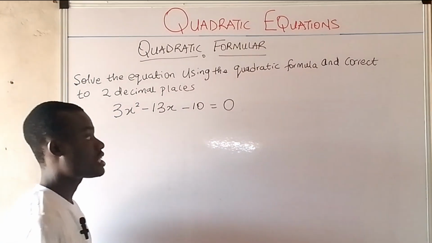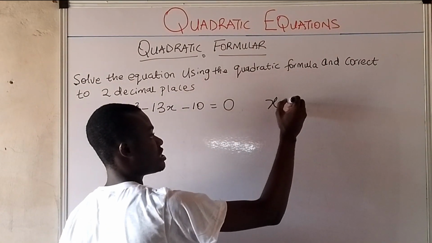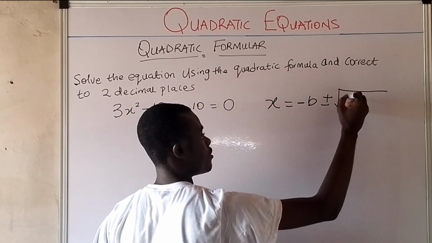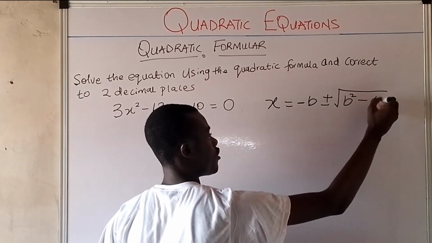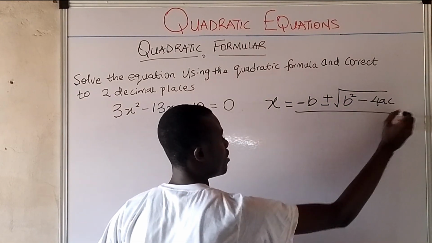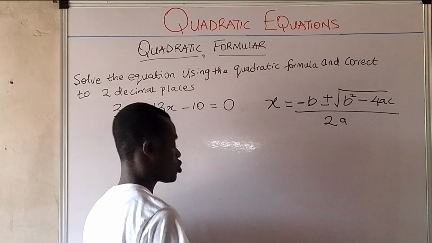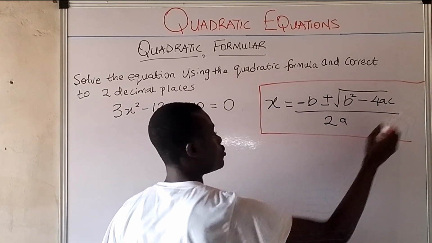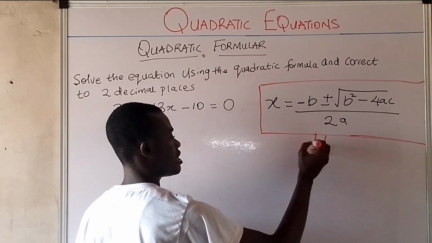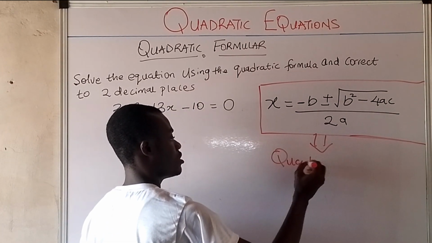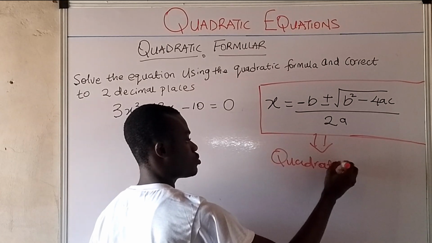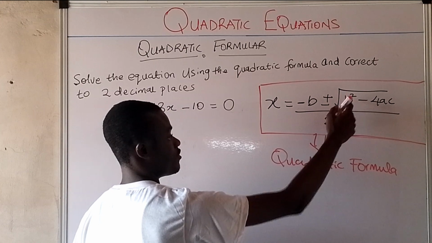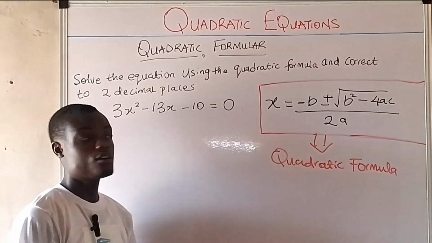Now the quadratic formula is given as x is equal to minus b plus or minus the square root of b squared minus 4ac all over 2a. This is known as the quadratic formula. It helps us to find the roots of a quadratic equation. So this is the quadratic formula, which is x is equal to minus b plus or minus the square root of b squared minus 4ac over 2a.